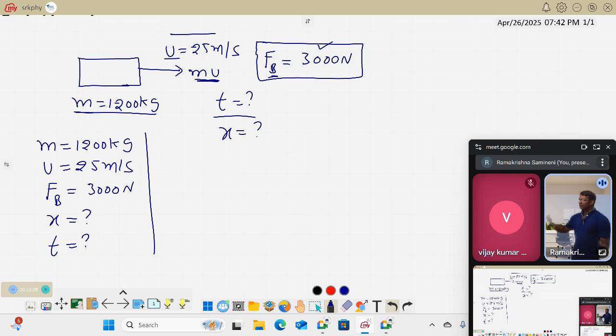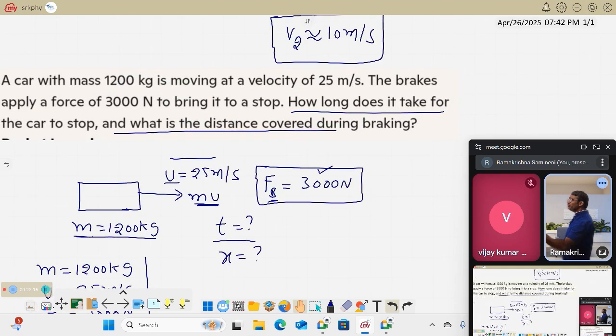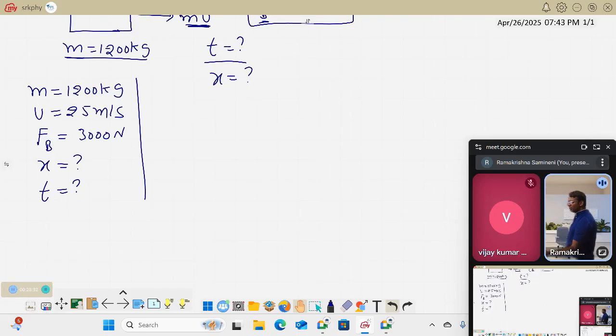Then, to find these x and t values, there is one more term you have to understand in the question. Look at the question here. What does stop mean? What is the speed of the car when it stops? The speed of the car has to become 0. So you have to take that concept into consideration. When you apply the brakes, the car has to stop, which means the final velocity is 0.